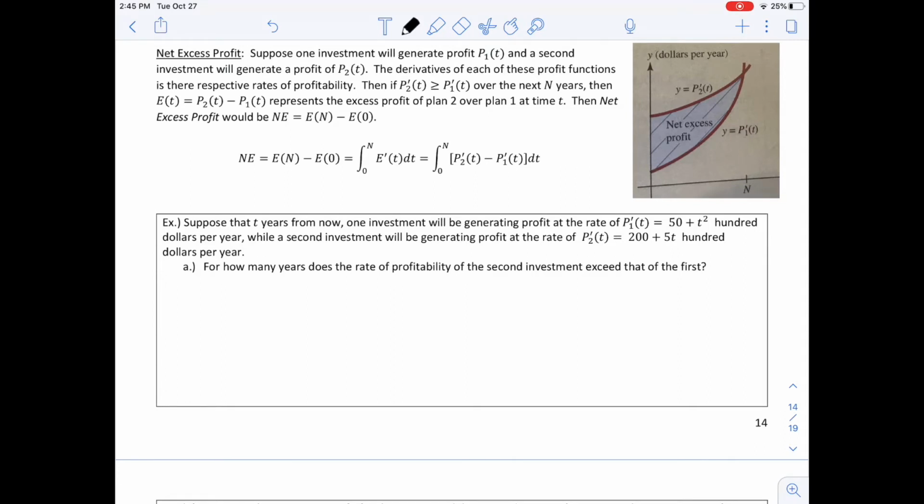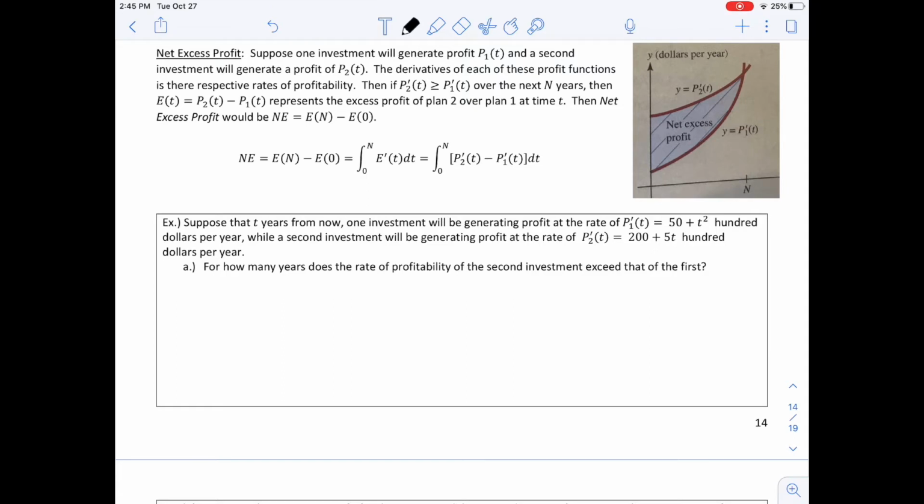If the derivative of P2(t) is greater than the derivative of P1(t) over the next n years, then E(t) equals P2(t) minus P1(t), which represents the excess profit of plan 2 over plan 1 at time t. Then net excess profit would be NE equals E(n) minus E(0). You can see that in the graph on the right. That's the same one from our textbook.